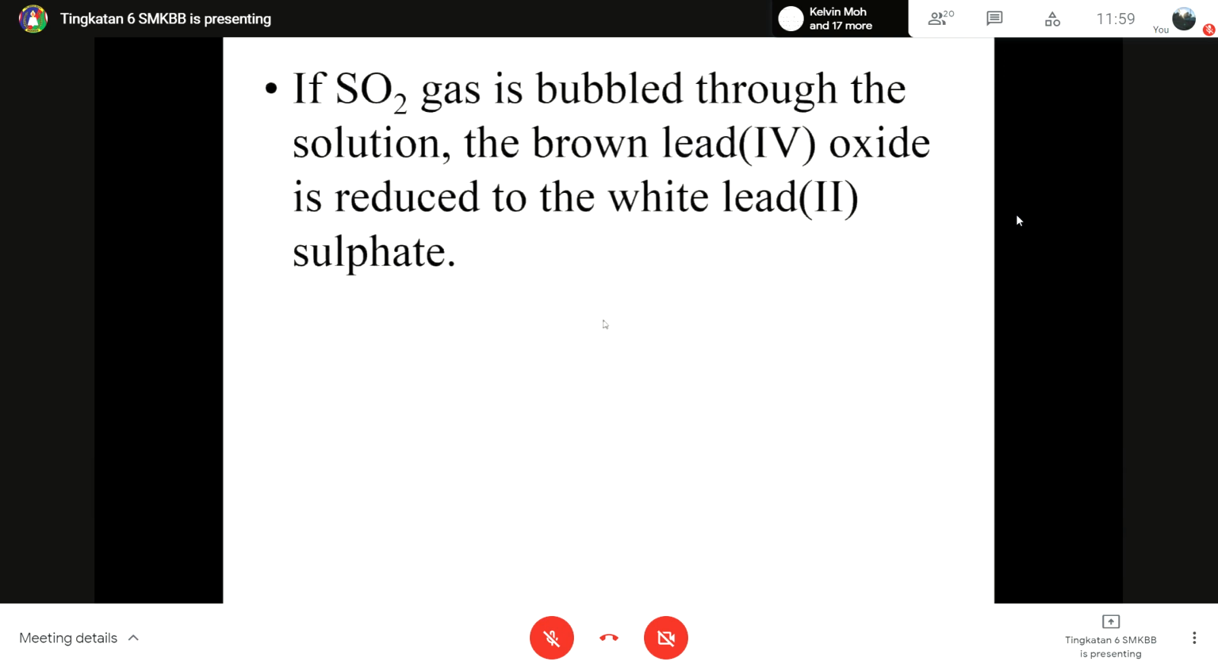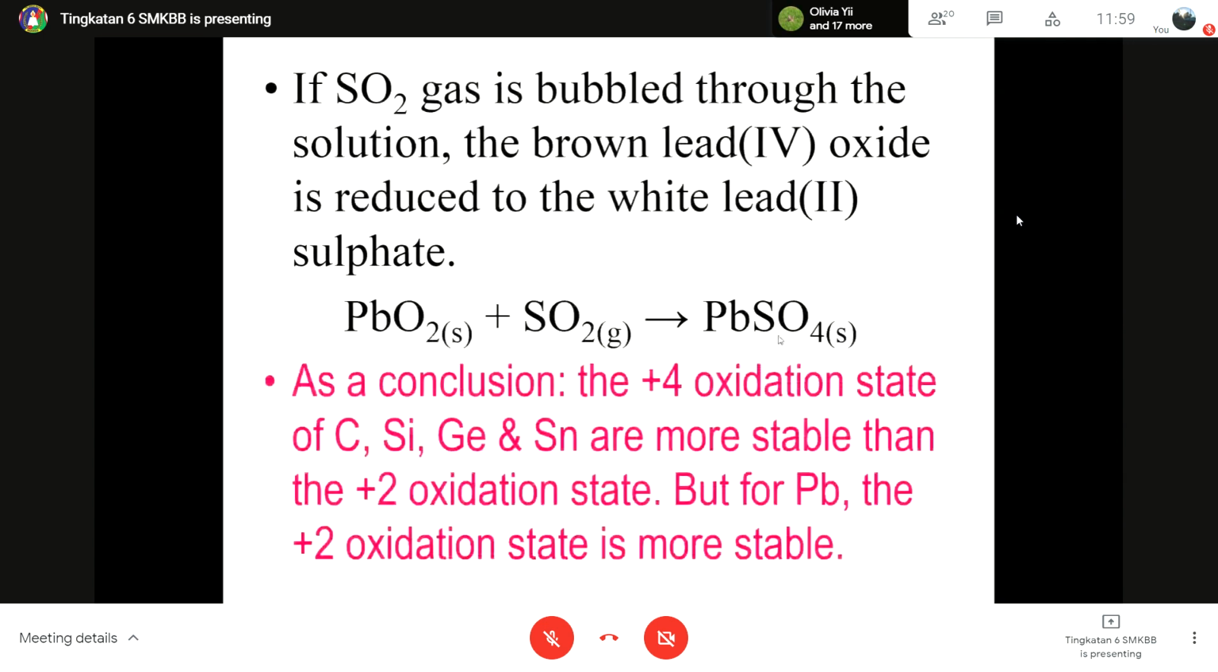But of course, in terms of the equation, PbO2 definitely is a brown solid. If you let it react with SO2, then you are going to get brown becoming white in color. So in other words, most of the monoxide, when heated, will become dioxide. Monoxide oxidation number is positive 2. Dioxide oxidation number is positive 4.